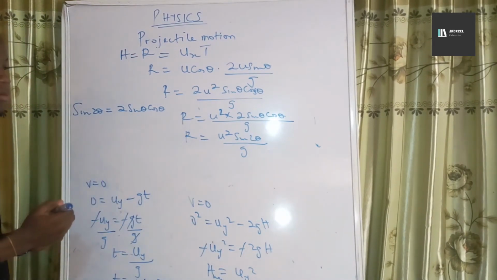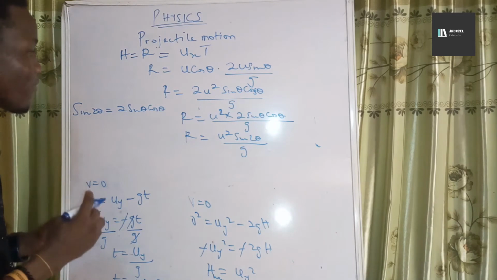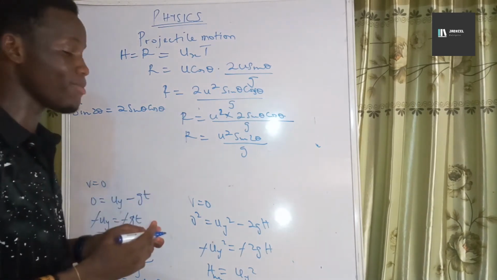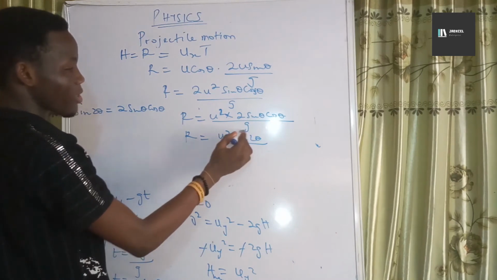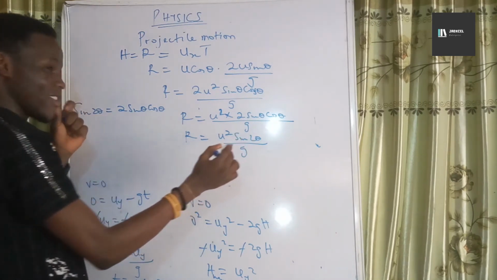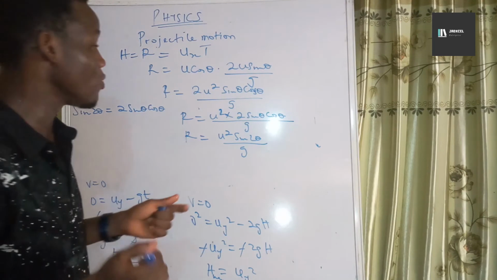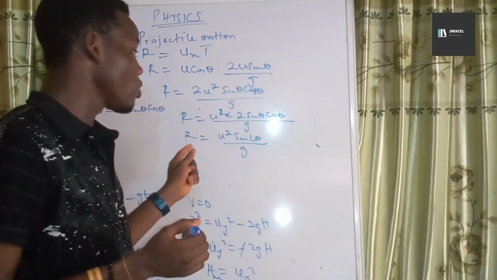Now, at what value do we say that our range is maximum? For me to get the maximum range, this particular factor sin 2 theta tends to reduce the value from getting the maximum value until you get this factor to be 1. That is when you can get your maximum range.